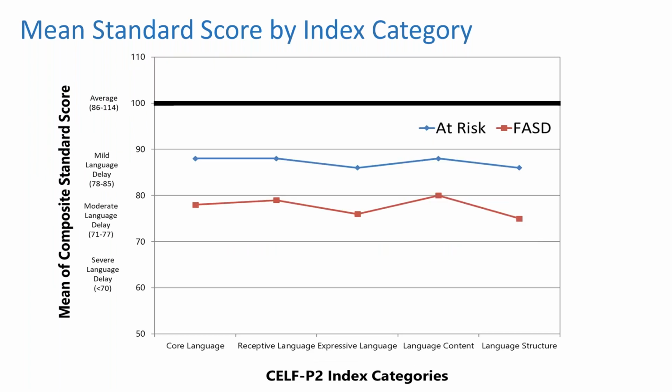When you look at the mean score by index on the CELF-P2, this is an N of 164. Again, you see the same pattern where the at-risk kids do a little bit better and the kids with the diagnosis of FASD do a little bit worse. On this test, it surprised me that they did as well as they did. But the important part is that they're still not doing great. They're not in the average range and they still come out looking impaired. So I think that's really important.